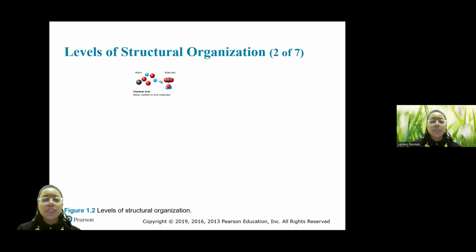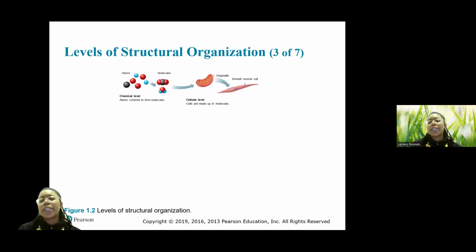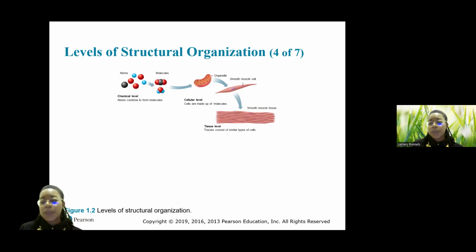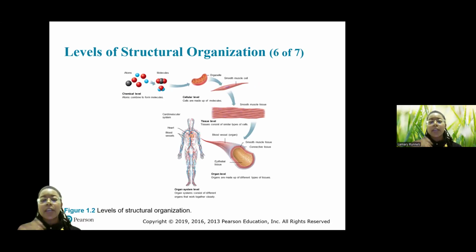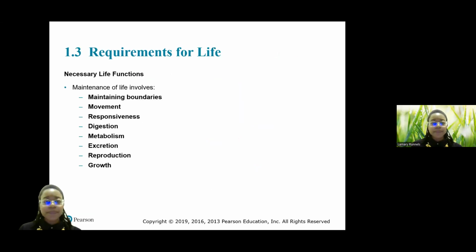The levels of organization: your very smallest level is the chemical level, so atoms combine to become molecules, and then the molecules become organelles, and your organelles make up the cell, which is your cellular level. When you have a group of cells that do the same thing, that becomes your tissue. A group of tissues that do the same thing becomes your organ. Several organs working together for a specific goal become an organ system, like the cardiovascular system, respiratory system, nervous system. And when you put all of the organ systems together, you have an organism.